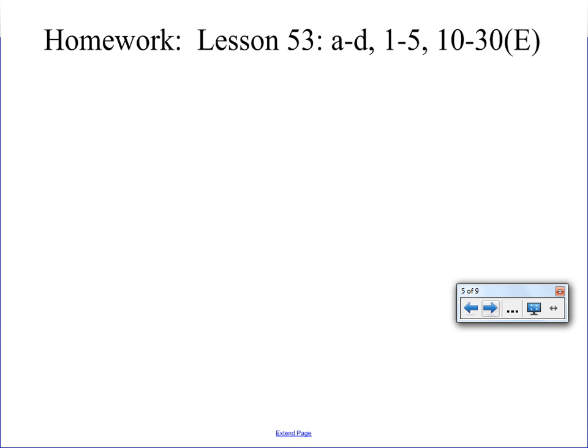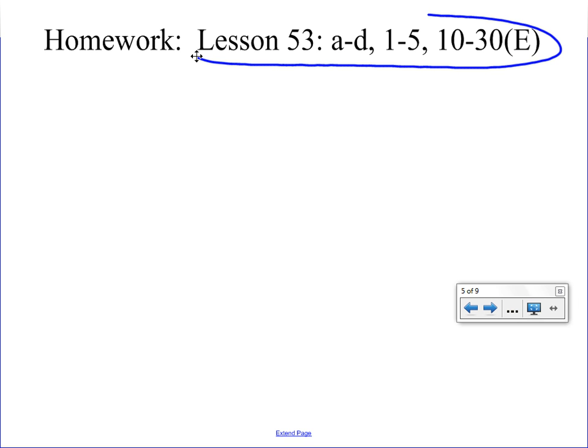This is a super short lesson today, so your homework is from lesson 53, A through D, 1 through 5, and 10 through 30 even. That being said, you're going to have a lot of time left, so make sure that you use it wisely. You should not be talking, you need to be working. If you have a question, you either ask Mrs. Olmsted or Mr. Woods.